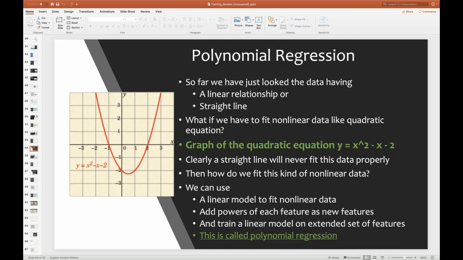Now, what if we have to fit nonlinear data by a quadratic equation? This is a new term for you. What is the quadratic equation?